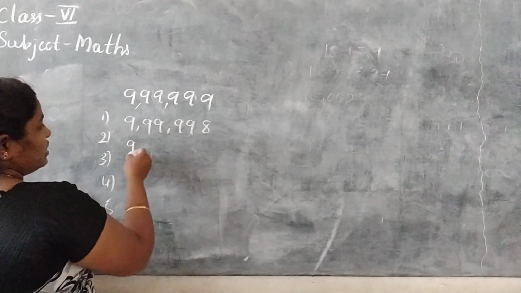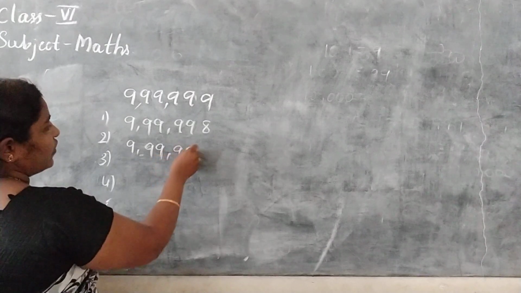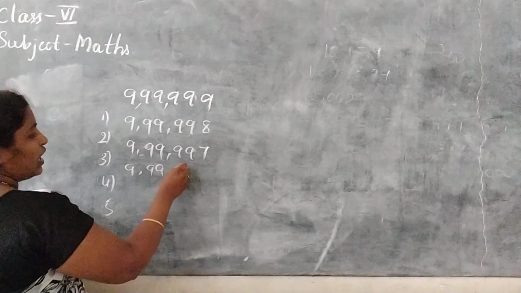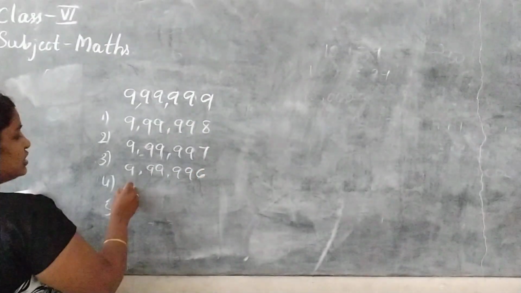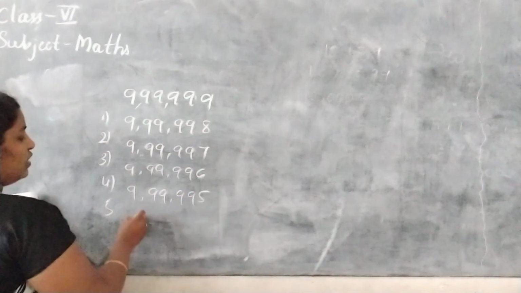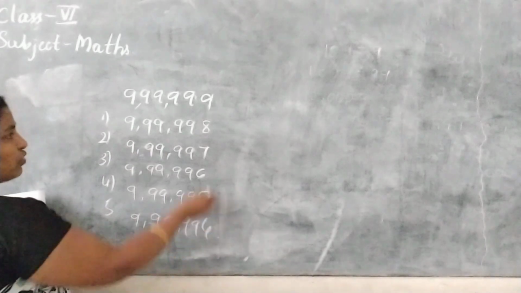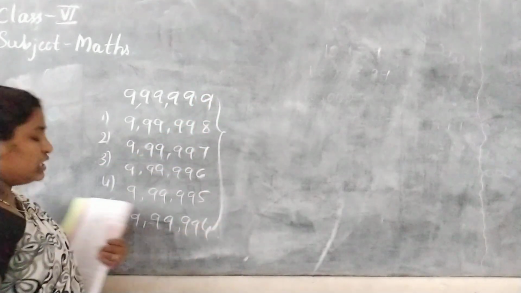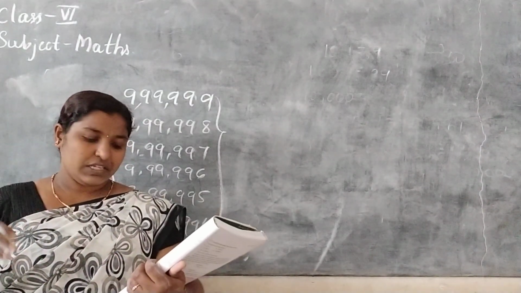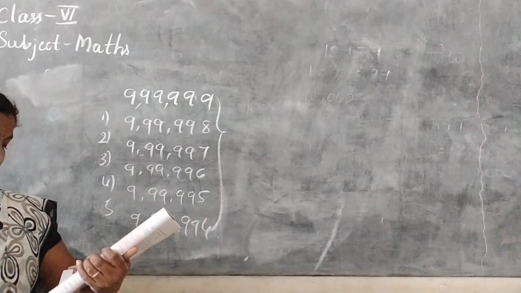Before this, what will be the number? 9,99,998. Next, 9,99,997. 9,99,996. 9,99,995. 9,99,994. These are the descending order from the greatest 6-digit number. Okay, got it? This is the answer.